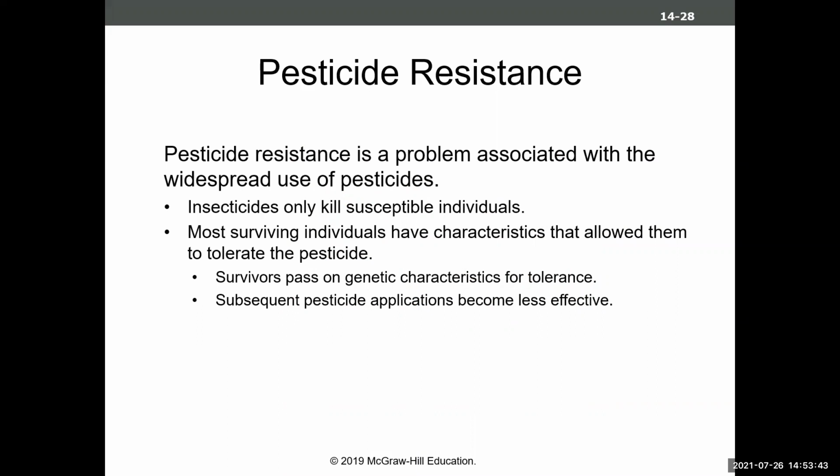Pesticide resistance is also a problem with the wide use of pesticides. So for example, insecticides only kill susceptible individuals. Because there's variation in insect populations, some individuals could be, and most likely are, resistant to a pesticide. So those surviving individuals will have that resistance that allowed them to survive the application of that pesticide. Now, when they reproduce, they have a chance to pass on that resistance gene to their offspring, and then their offspring can pass on that resistance to their offspring, and so the population over time becomes more and more resistant to that pesticide. And so multiple pesticide applications later, you're not really getting rid of that pest population because now they're resistant.